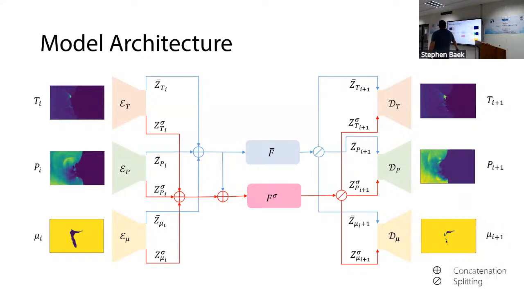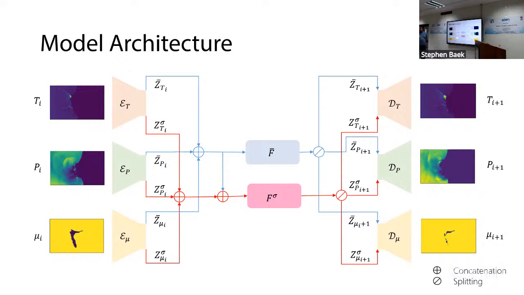So there's a lot going on, but in terms of what's happening, we have the temperature encoder, pressure encoder, and the microstructure encoder. Each of the encoders will spit out the mean and the standard deviation of the latent representation. Those basically go into F bar and F sigma. Then F bar and F sigma will produce the prediction of the updated Z T, Z P, and Z mu, the new state. From there, we have the decoder for T, decoder for P, decoder for mu. And at the end, we have the reconstructed T, P, and mu after time delta T.